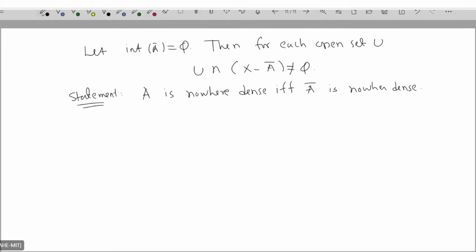So what we learned till now: if A is nowhere dense, then X minus A closure is dense. And second, A is nowhere dense if and only if its closure is nowhere dense. Okay, so can you give an example of a nowhere dense set?